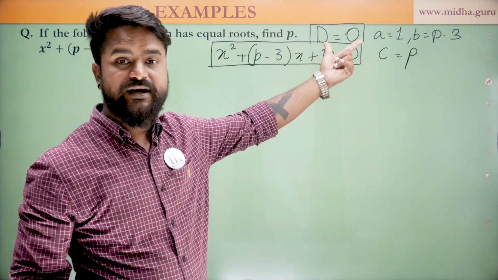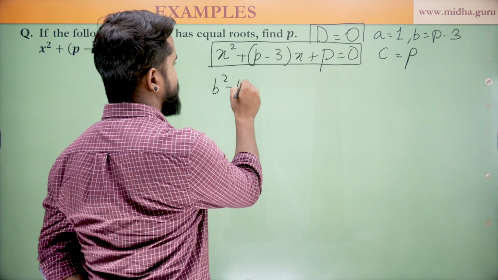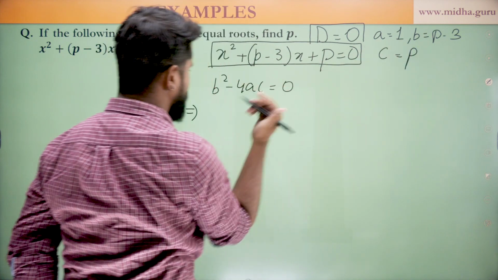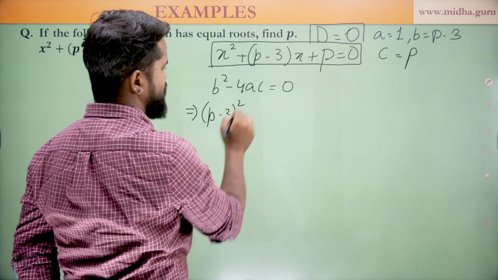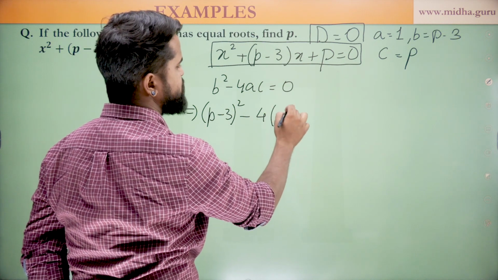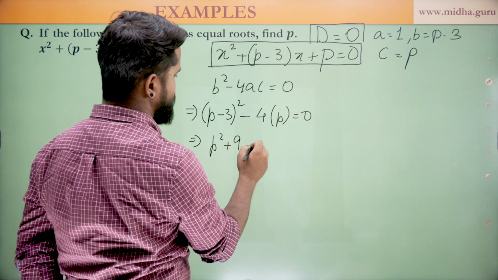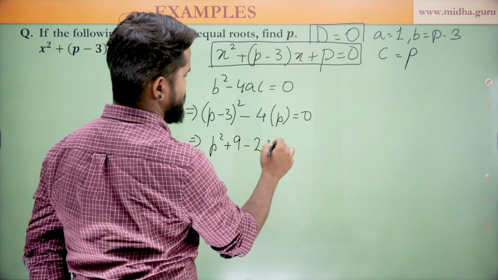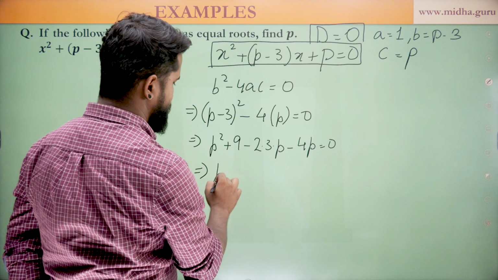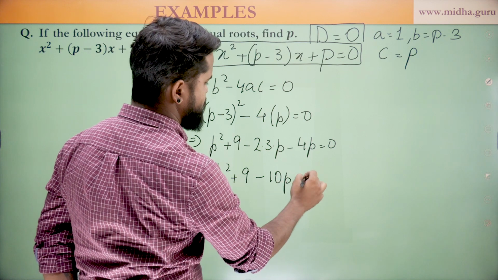Now as we know that the condition given is that the discriminant is 0, and we know that the discriminant is nothing but b squared minus 4ac, which is equal to 0. Now further we will just substitute these values here. So (p minus 3) whole squared minus 4 times a into c, which will be equal to p, is equal to 0. So (a minus b) whole squared will be a squared plus b squared minus 2ab, and minus this, which will be p squared plus 9 minus 6p minus 4p is equal to 0.